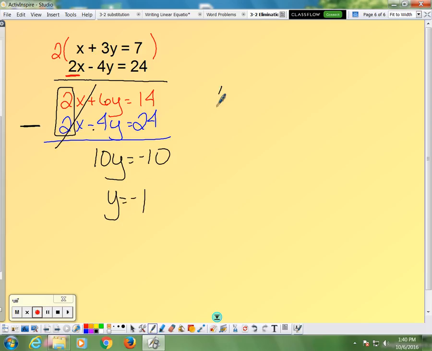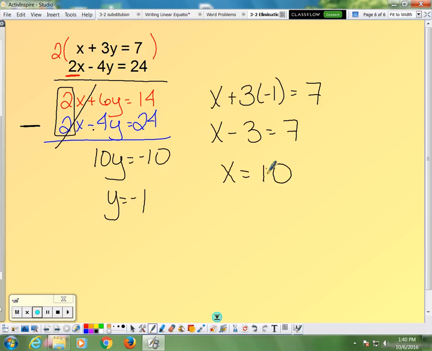Plug it back into either equation. I end up with x equals 10. Answer must be in ordered pair, so this is 10, negative 1.